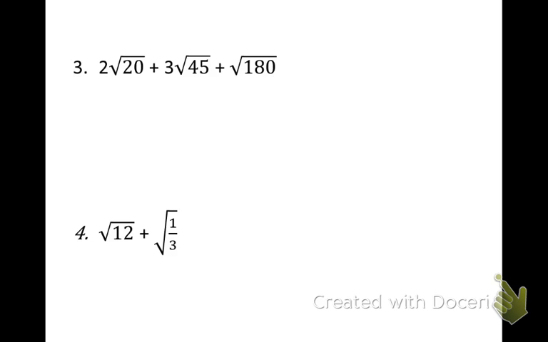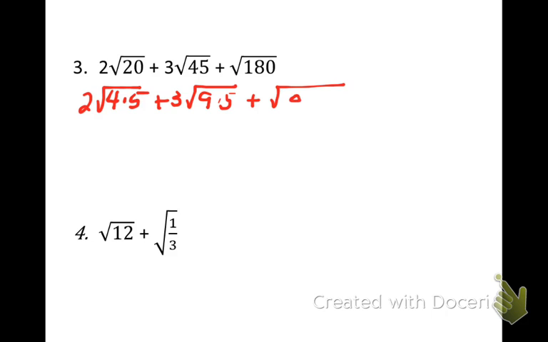Problem 3. Well, we notice that there are some perfect squares, so we use what we've been working on in the previous lessons. Break this down into 4 times 5. Break the square root of 45 down into 9 times 5. Then you can break the square root of 180 down into maybe 9 times 20, but we also know that 20 is 4 times 5, so we might as well go all the way and break it down like that. So the square root of 4 is 2. I'm going to bring that out. 2 times 2 is 4 times the square root of 5.